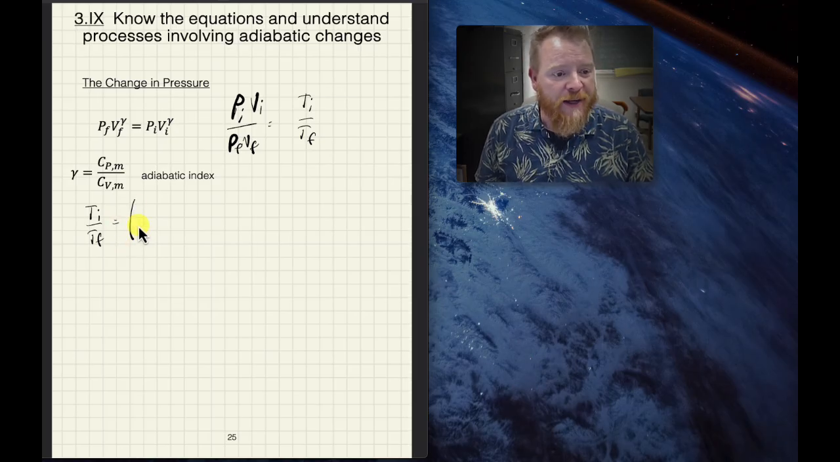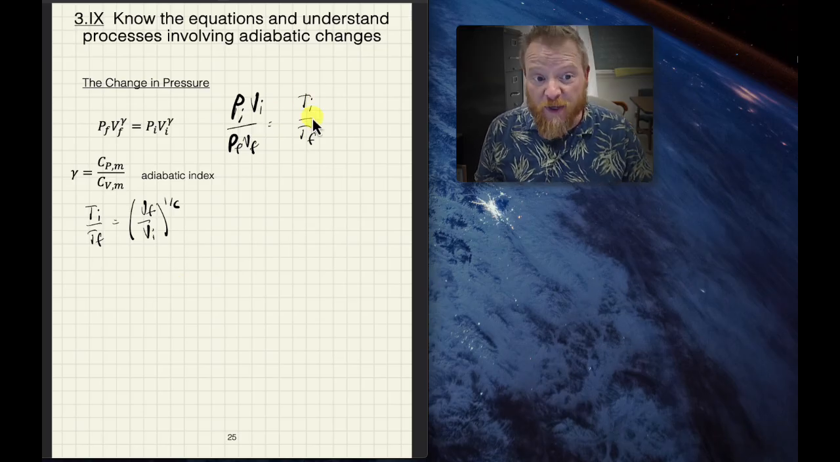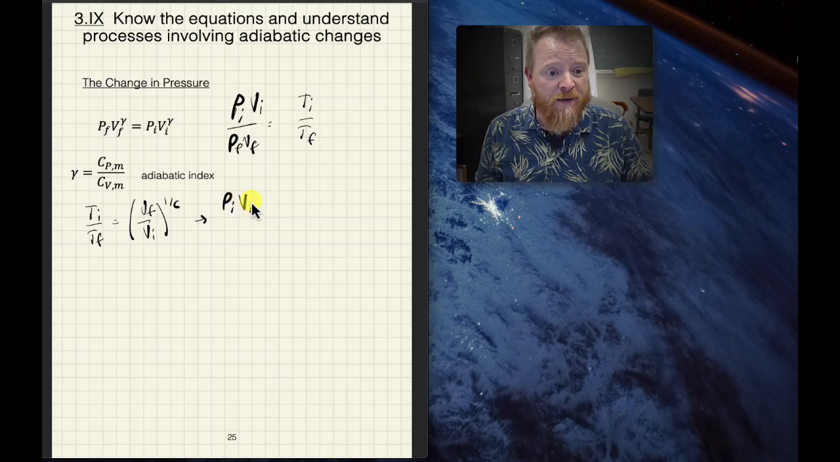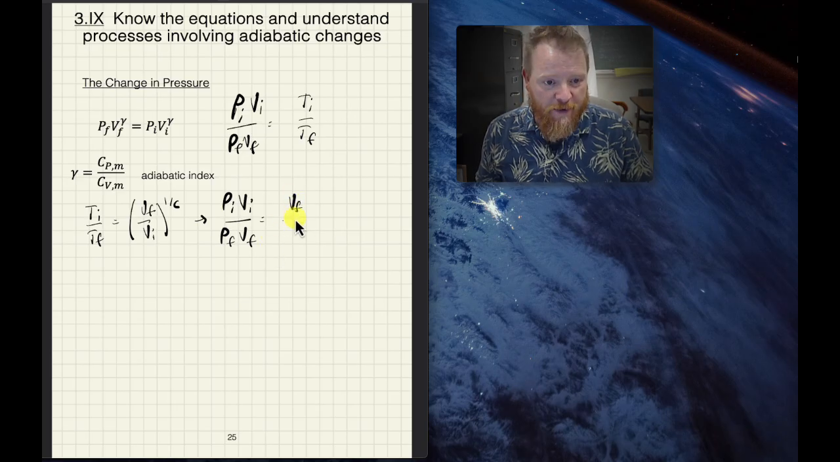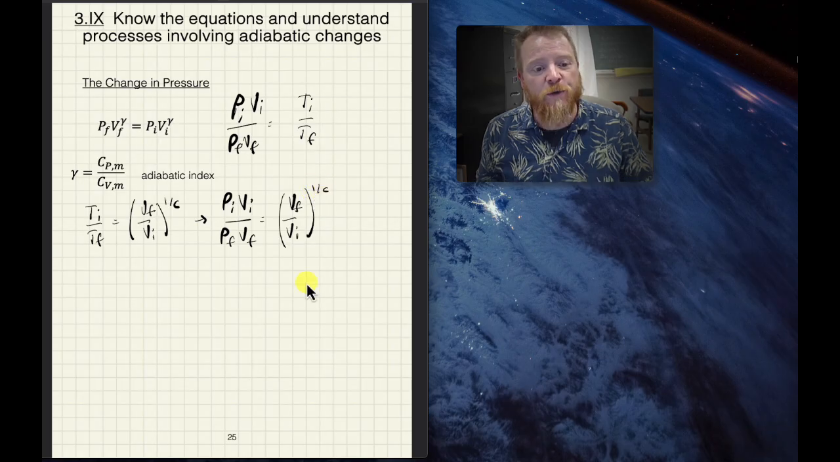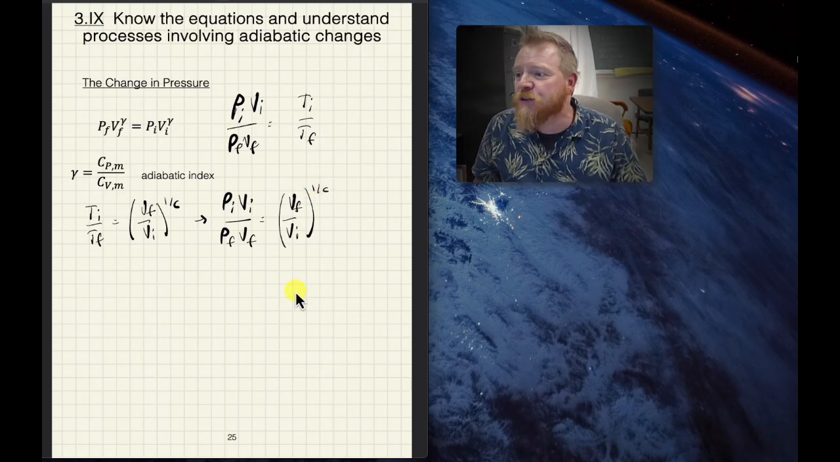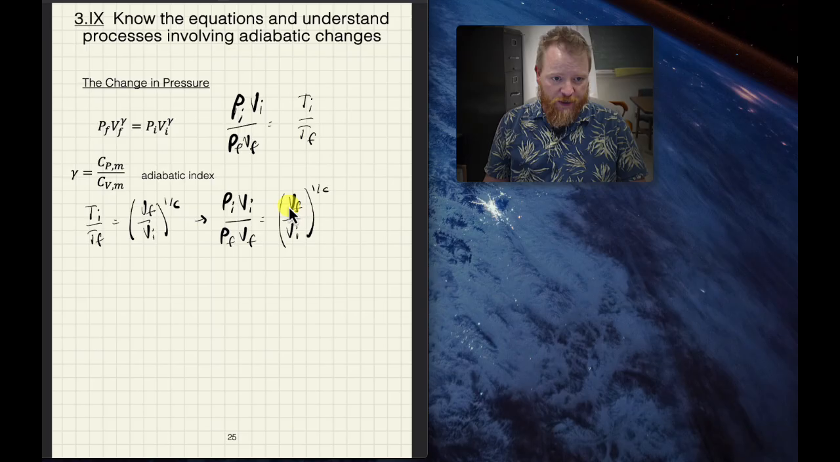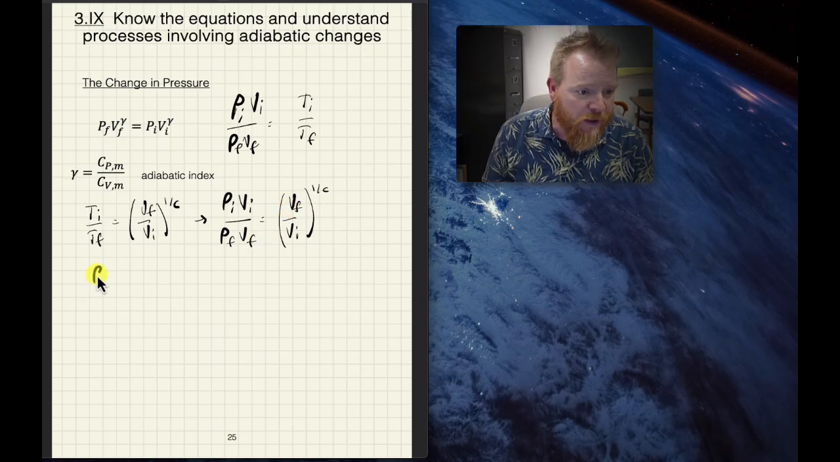equals, it's going to be the reverse. It's going to be Vf over Vi raised to the power 1 over C. So we can place that there. So now we can say that Pi Vi divided by Pf Vf equals Vf over Vi raised to the power 1 over C. And then now doing some algebra, we can rearrange this and come up with the following.